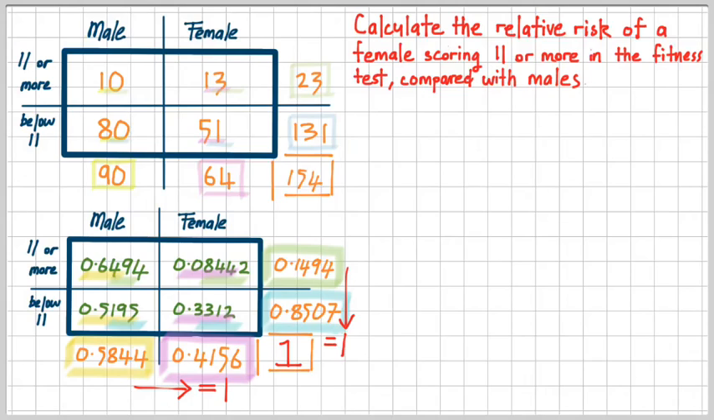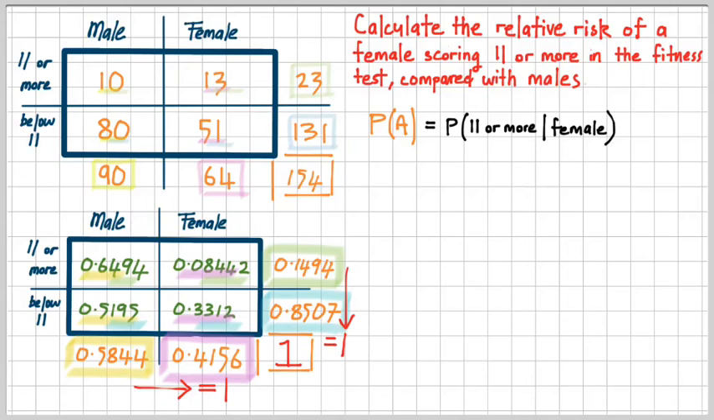So what we're going to do is calculate the relative risk of a female scoring 11 or more in the fitness test, and we're going to compare that with a male. So these are the sort of high-end athletes amongst the students. So we're concerned more about the 10 and the 13 here. Alright, so the probability of A is going to be, well, the first probability that we want is, we're concerned with the females first.